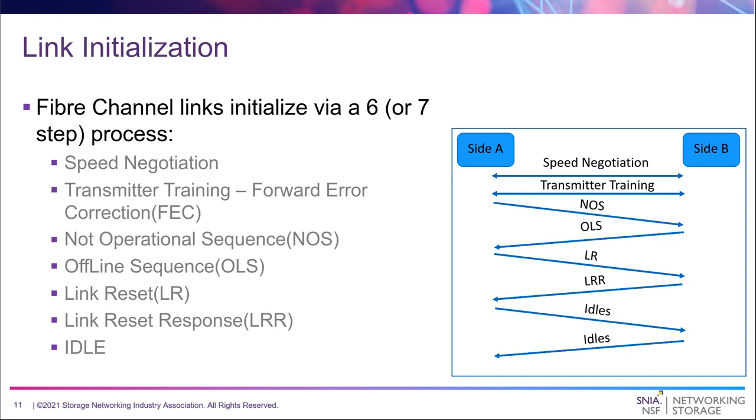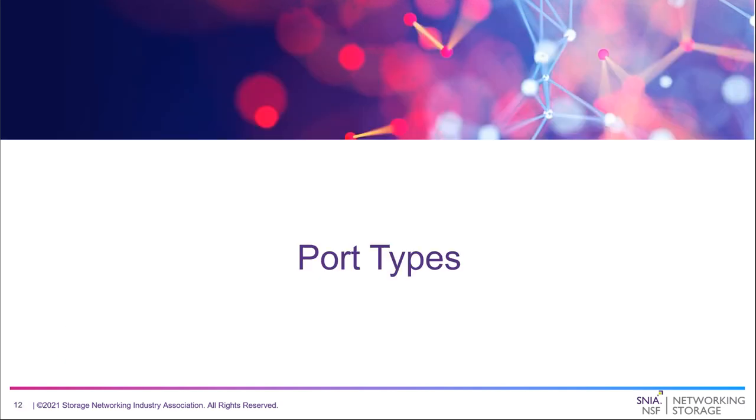So in point of fact, loss of light on the link is one of the errors that would indicate that there's an issue. If there's ever a loss of light or a loss of signal on the link, that's an immediate indication that there's a problem in the link. So idles are a constant for us, which is a little different than some networks. With that, I'm going to hand it back to Ed for the port types.